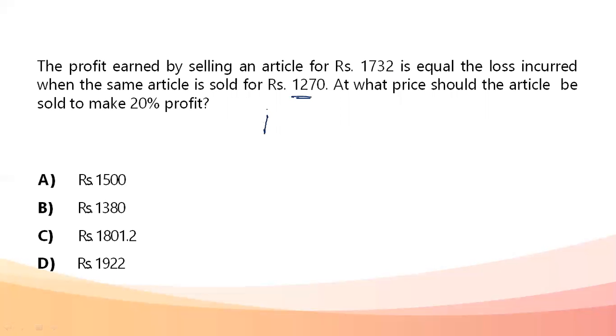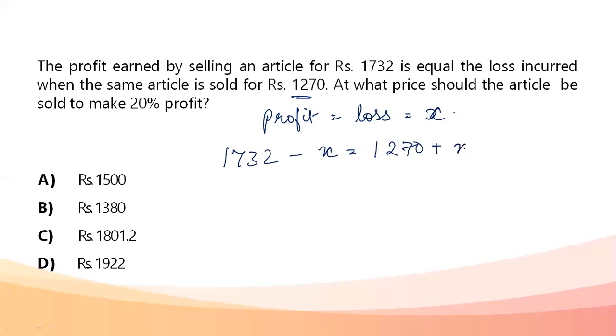Let the profit or the loss that the person is having be equal to x, because it is said the profit and the loss are both equal. So 1730 minus x is equal to 1270 plus x. I've just taken this numerical value of profit or loss, whatever it is, let's say 500 rupees, 600 rupees, to be x. So profit and loss in both the cases, it is given to me is equal.